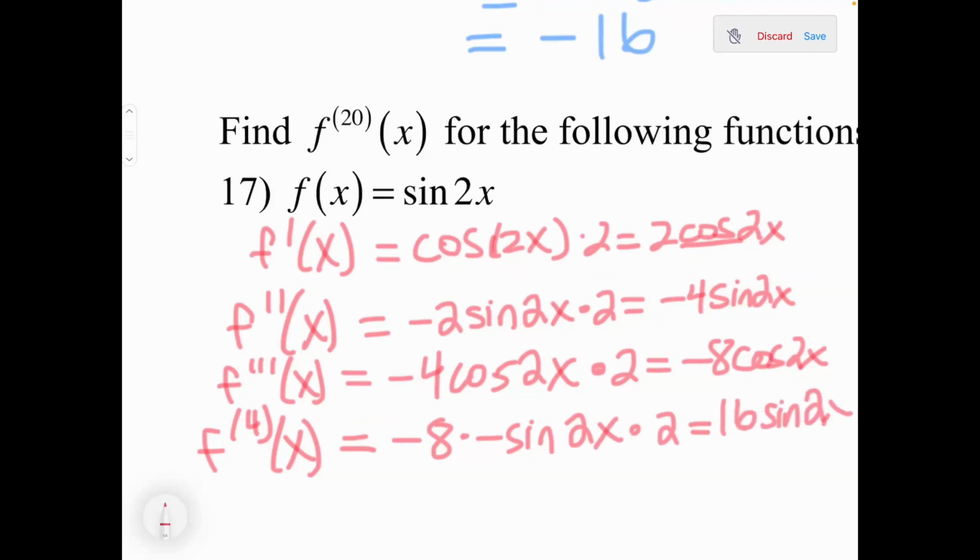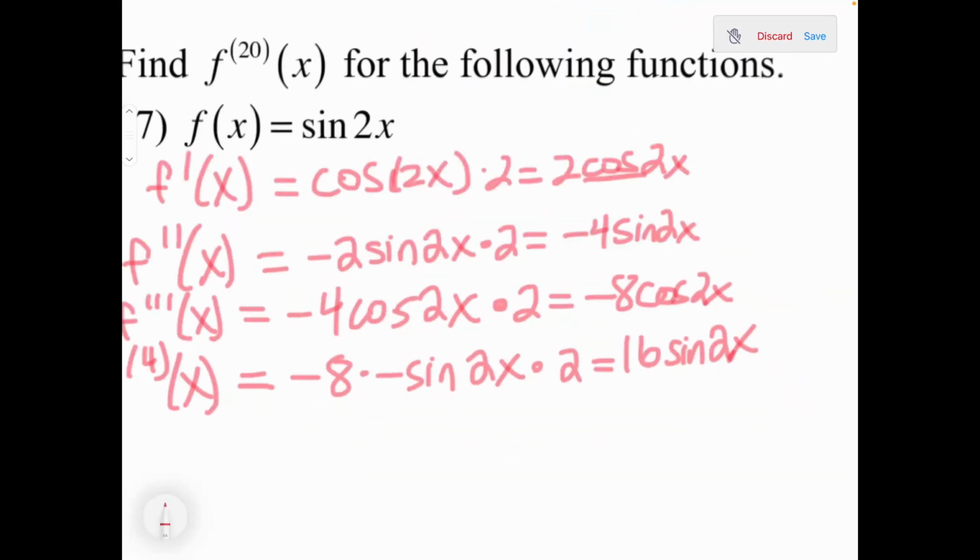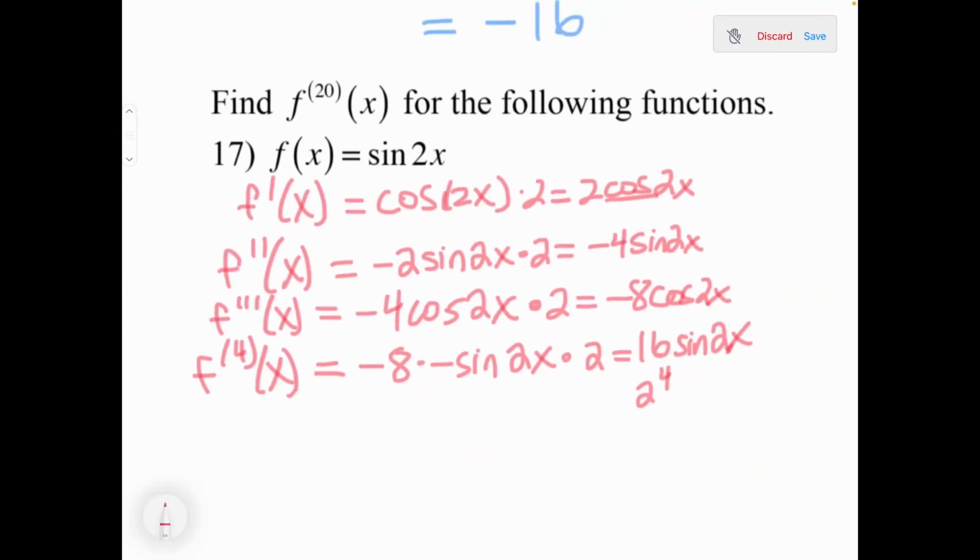And we see we are back to the original that we started with, a different power, 2 to the 4th power. Make that note, 2 to the 4th power would be that. So let's see where 20 would fall. So f of 20, the 20th derivative of x, would be 2 to the 20th power. And where would 20 fall in our pattern? 20 is a multiple of 4. So I think we would fall right there, a multiple of 4.